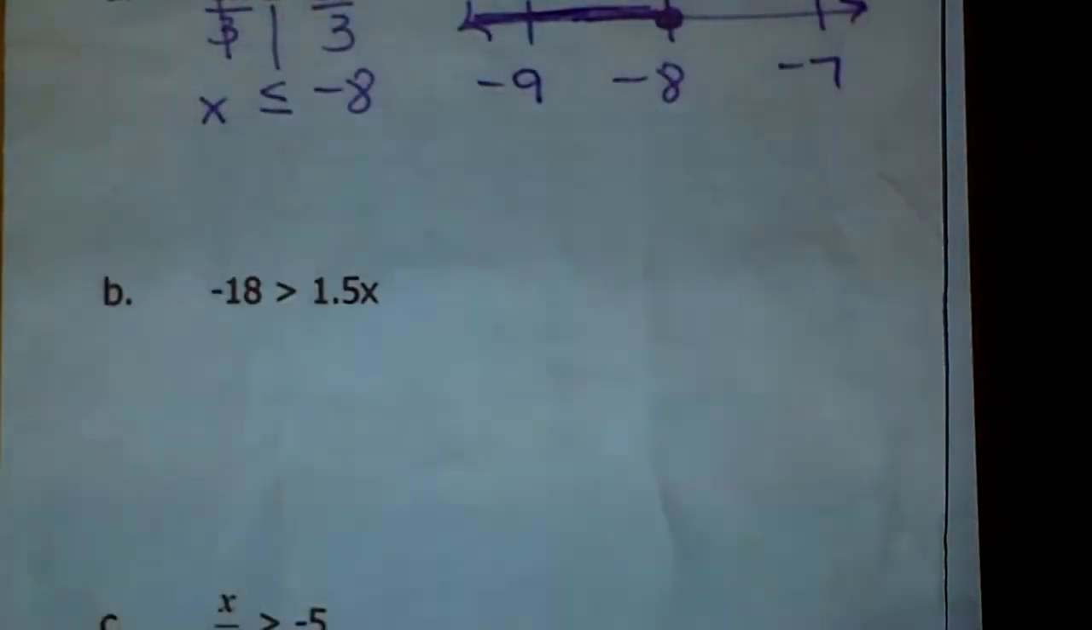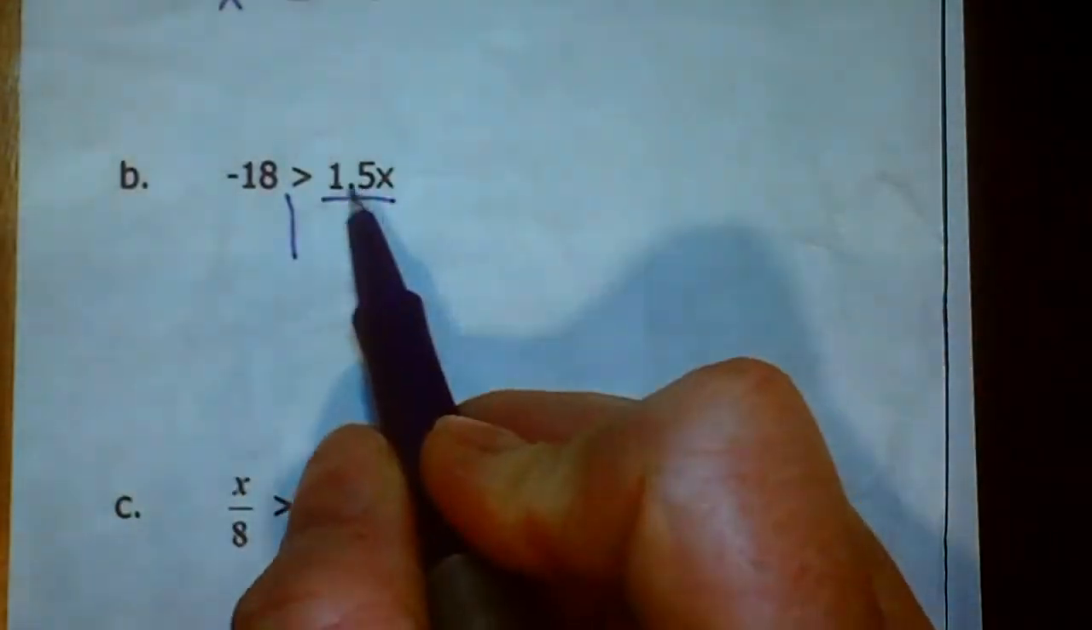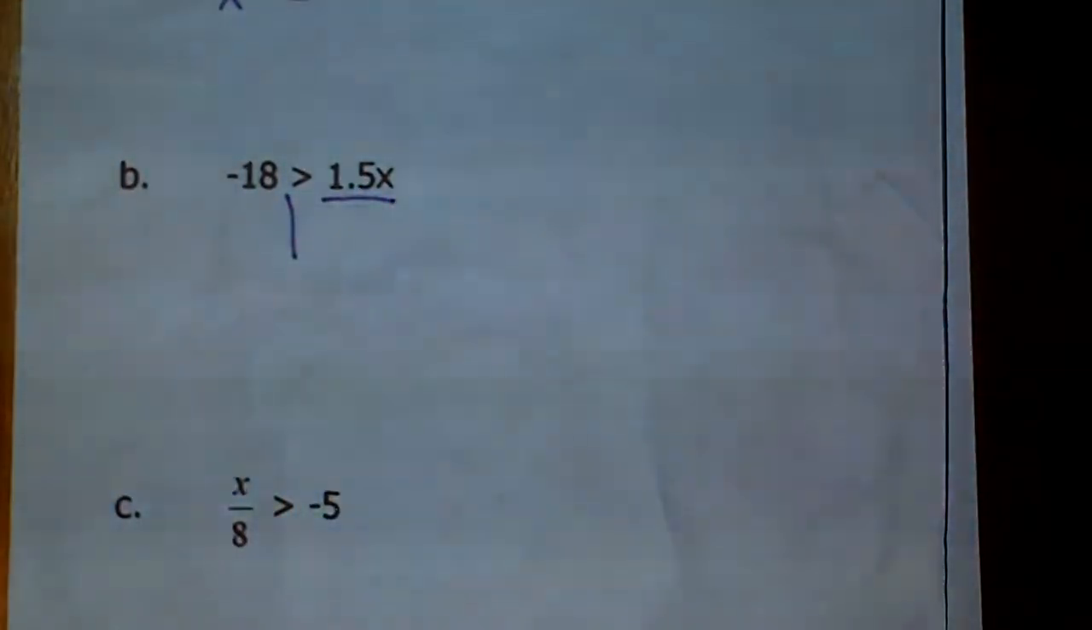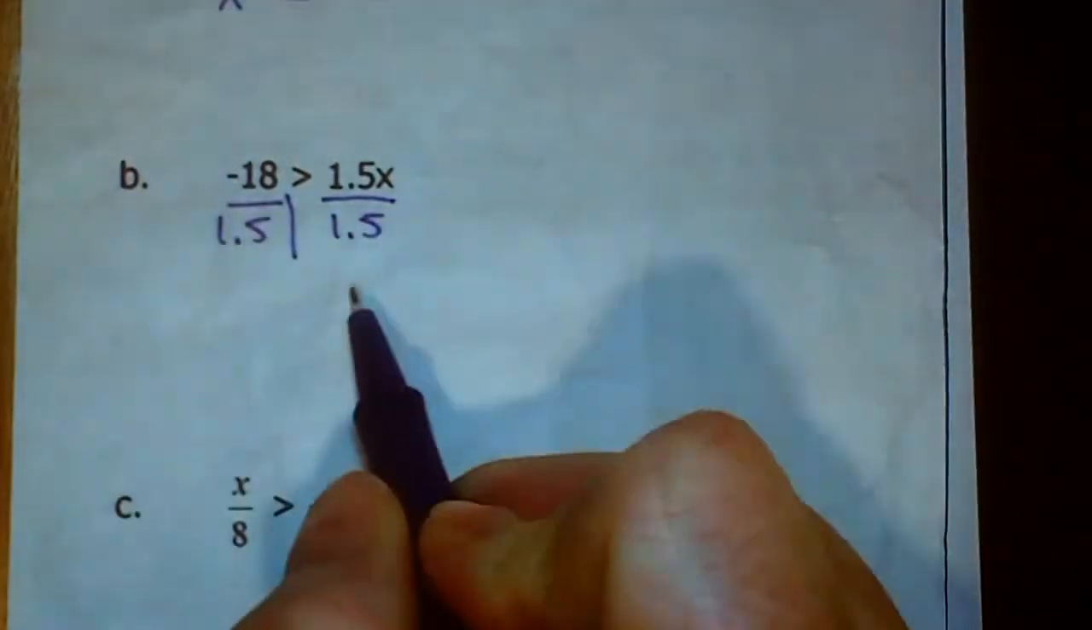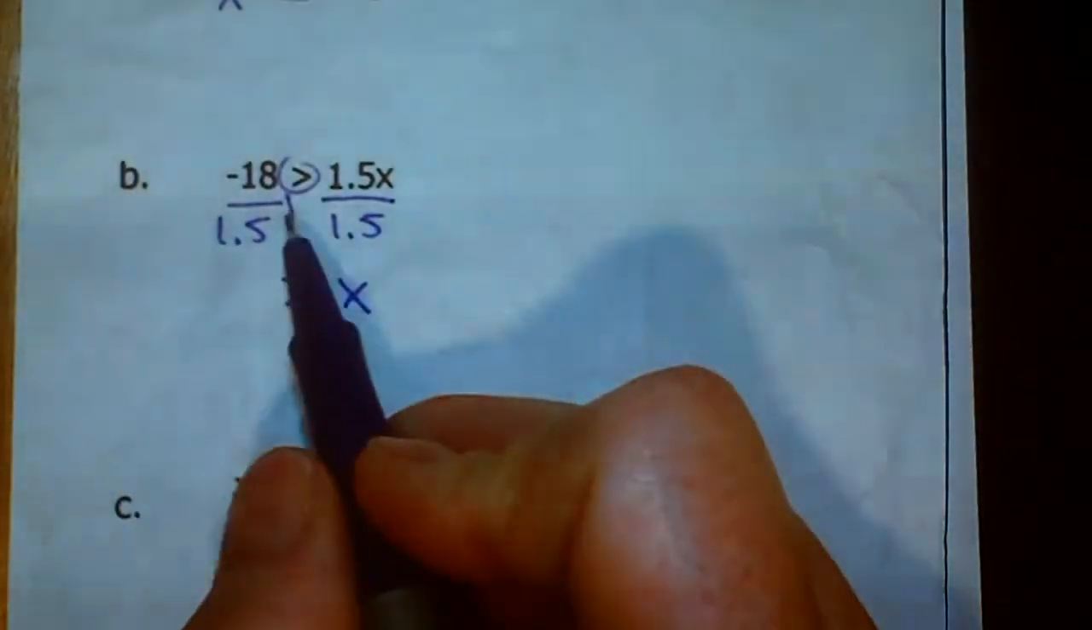All right. Letter B, negative 18 is greater than 1.5x. I'll draw my line. I want to get rid of this 1.5 that's being multiplied by x, so that means I have to divide by 1.5. So x is still on this side. I'm going to bring down my symbol. And when you take negative 18 divided by 1.5, you get negative 12.